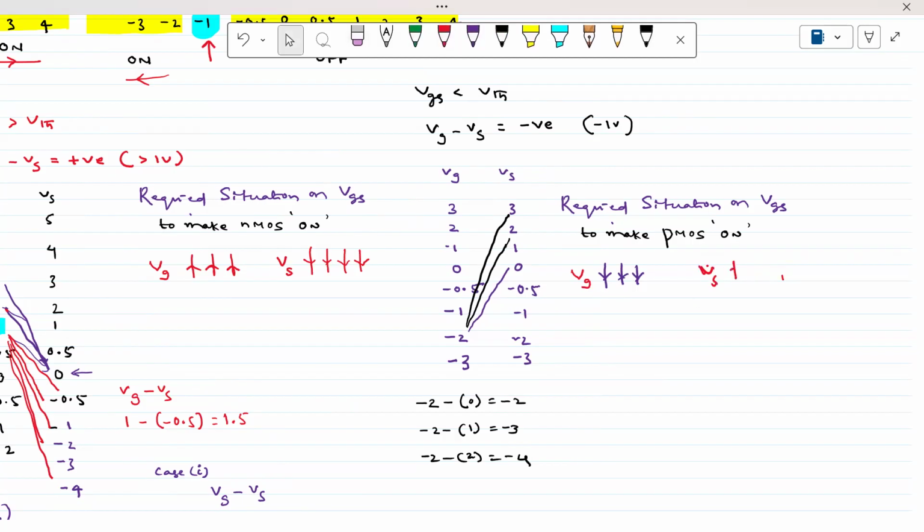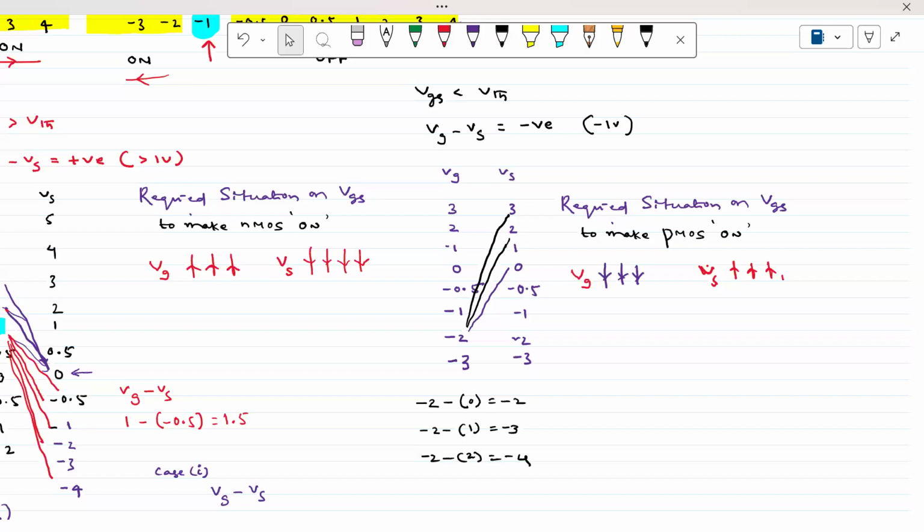In the positive direction. Okay. If you are in the lab, for example, I have given you the MOSFET, for example, a PMOS transistor. I want to say, just make this transistor on. Then what you have to do? You have to apply VG at the more negative side and VS at the more positive side. Then definitely you will get the transistor on.